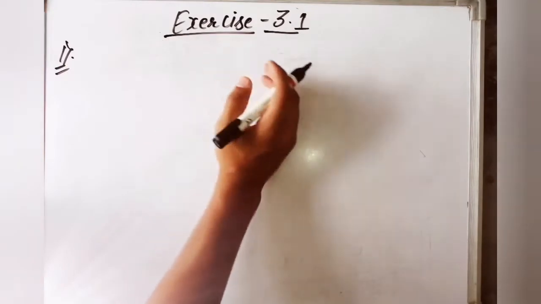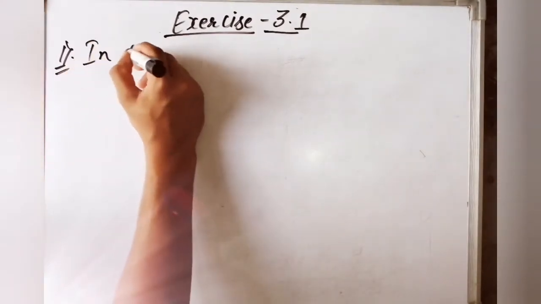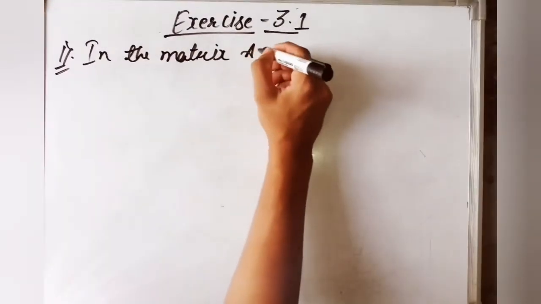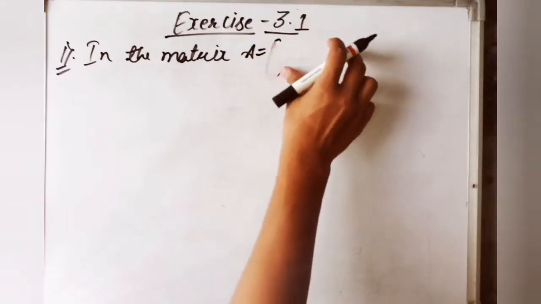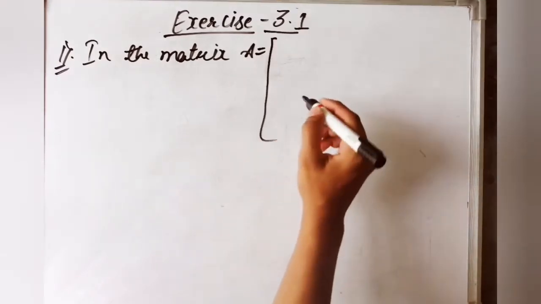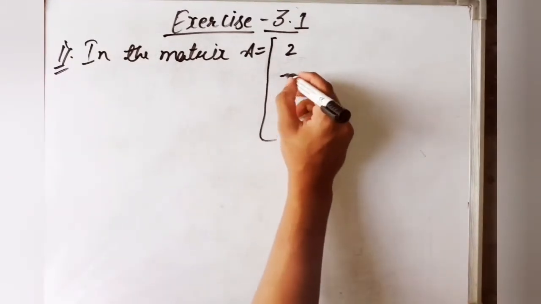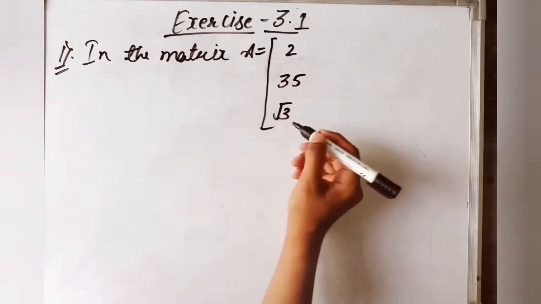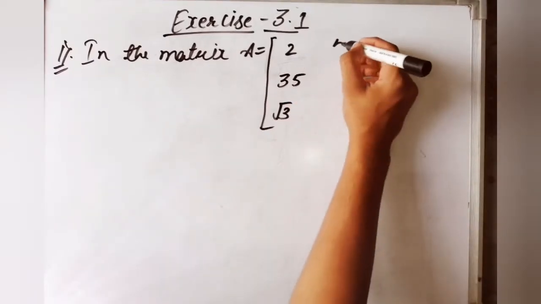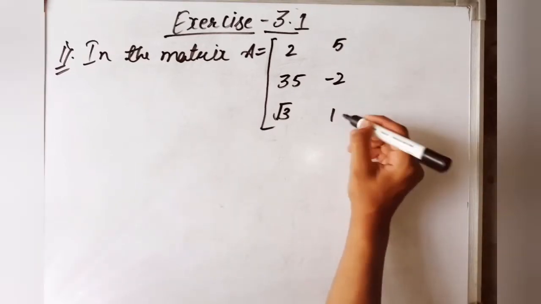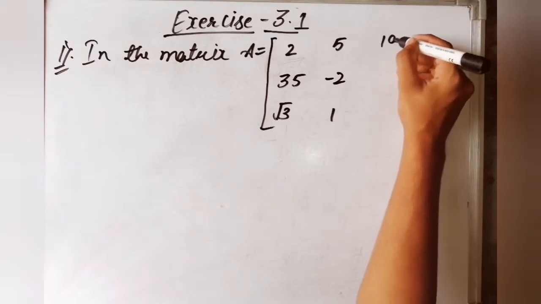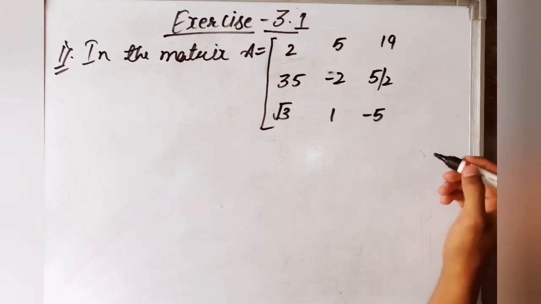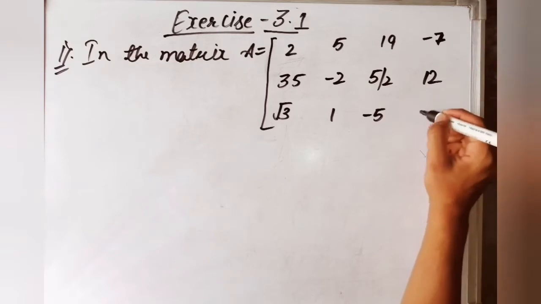Okay, let me write down the question. In the matrix A equals to, sorry, this bracket: 2, 3, 5, under root 3, 2, 5, minus 2, 1, 19, 5 by 2, minus 5, minus 7, 12, 17.